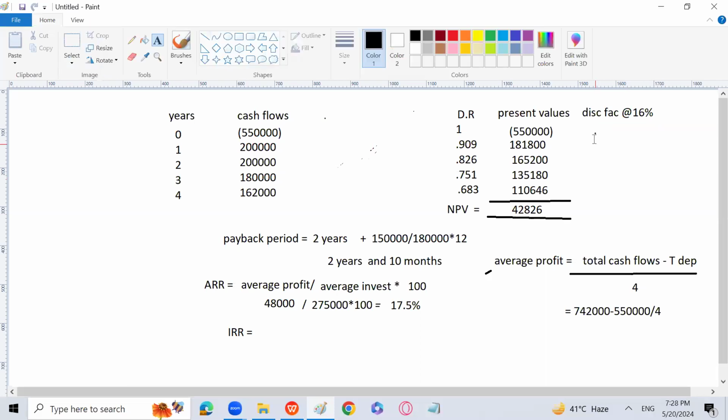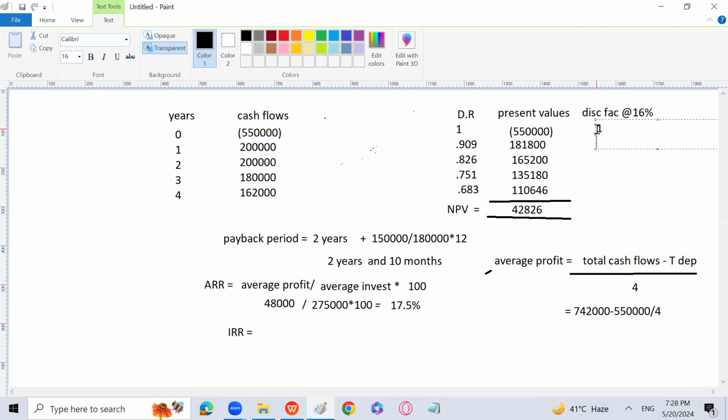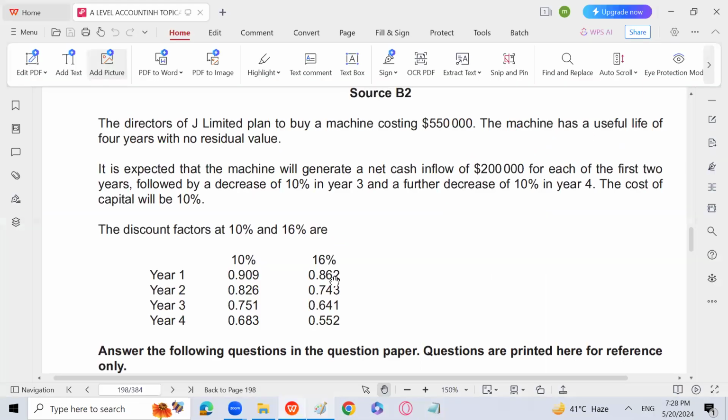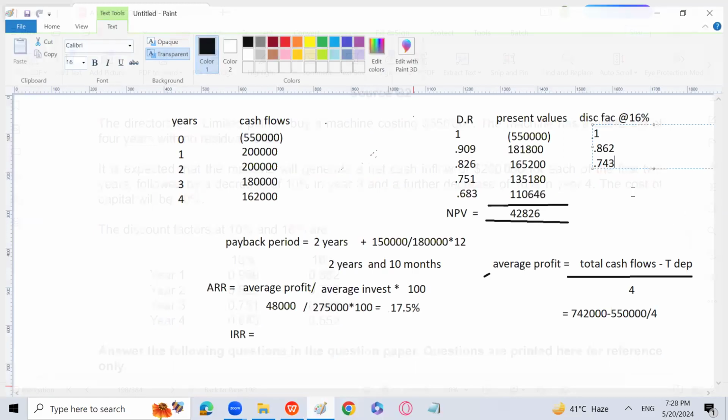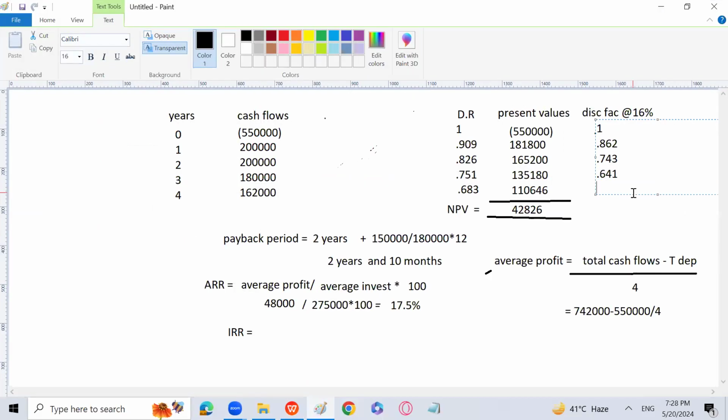First of all, it's going to be 1. Then 0.862 and then 0.743. It's given in the question, 16% discount rate or cost of capital. Then 0.641 and 0.552. Now we have to multiply it in order to find the present value at the rate of 16%.